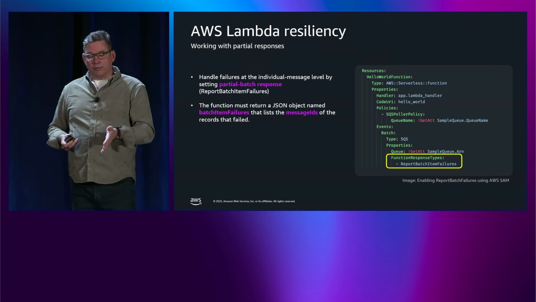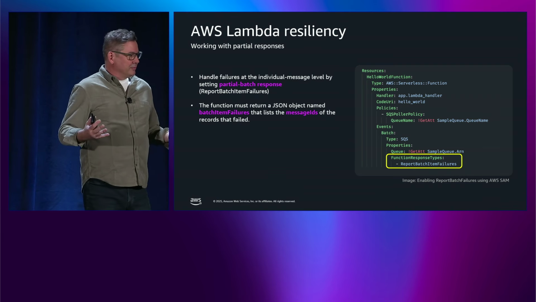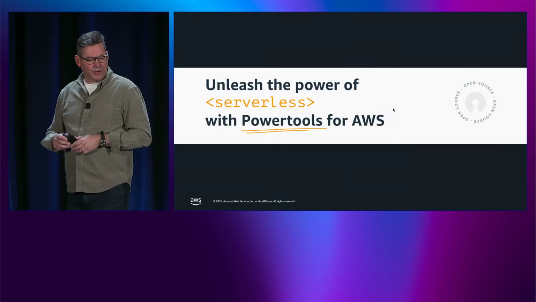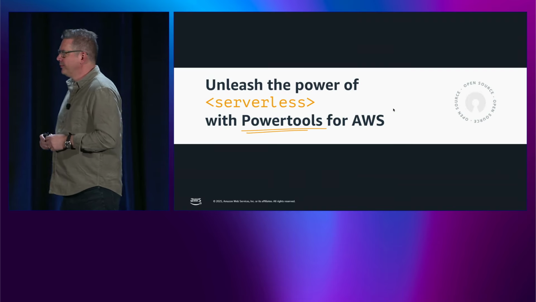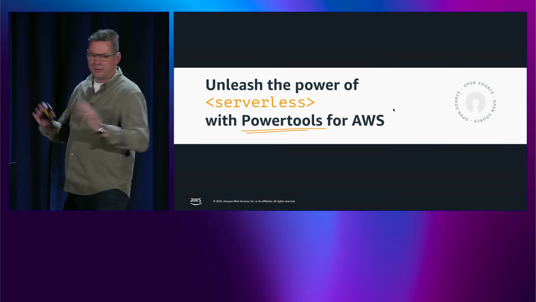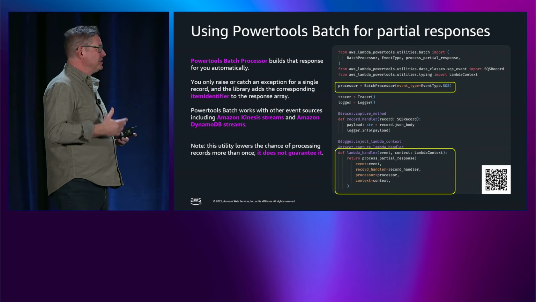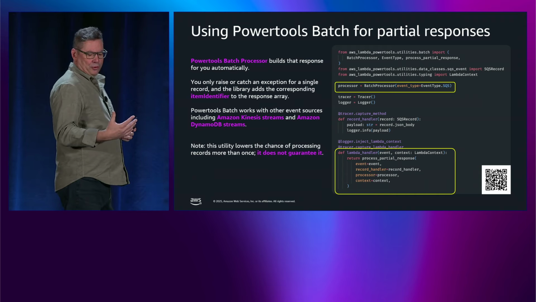Now, this is something that you would have to do though, right? You would have to create this list and you would have to send that response back. But what if there was a better way? This is where you might want to start unleashing the power of AWS Power Tools and using the batch processor utility that does all that stuff for you.